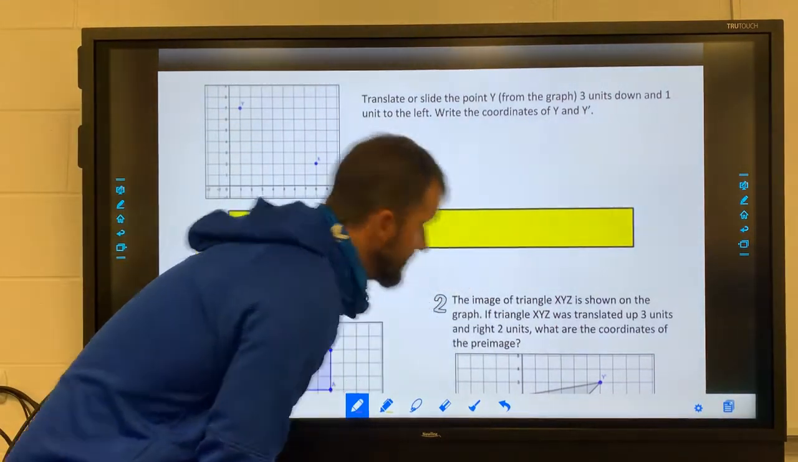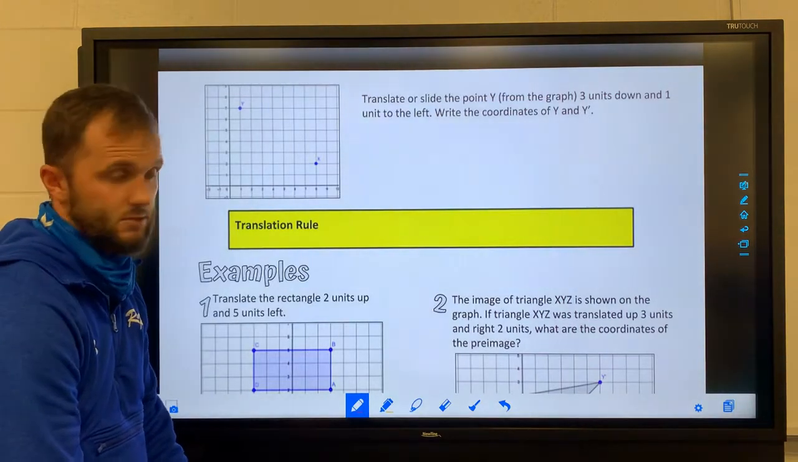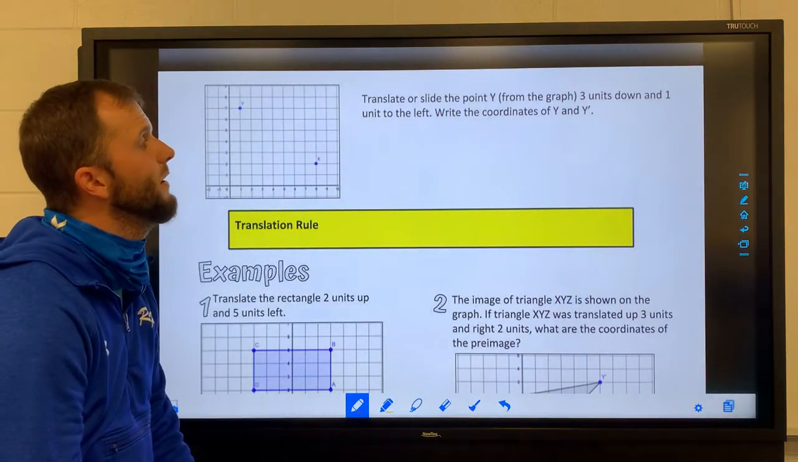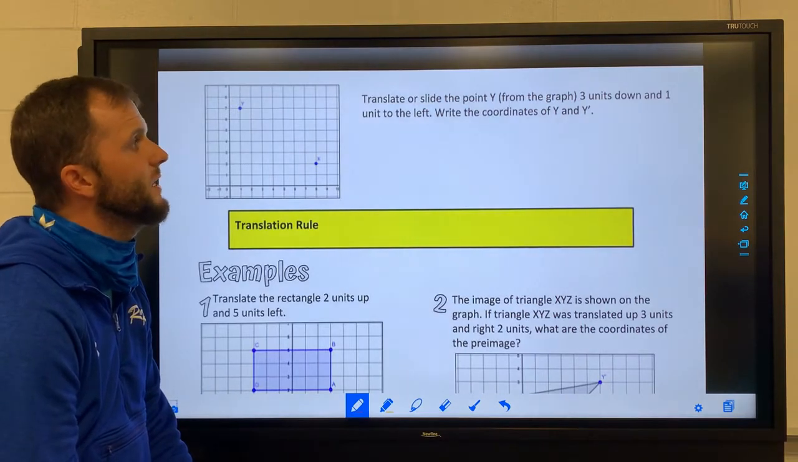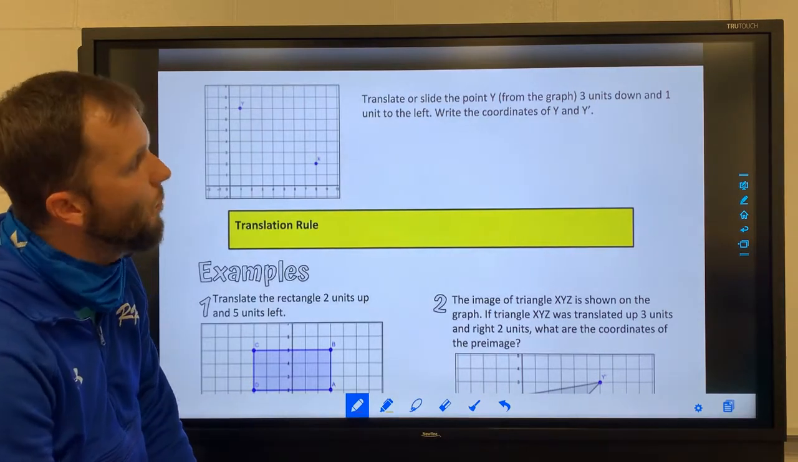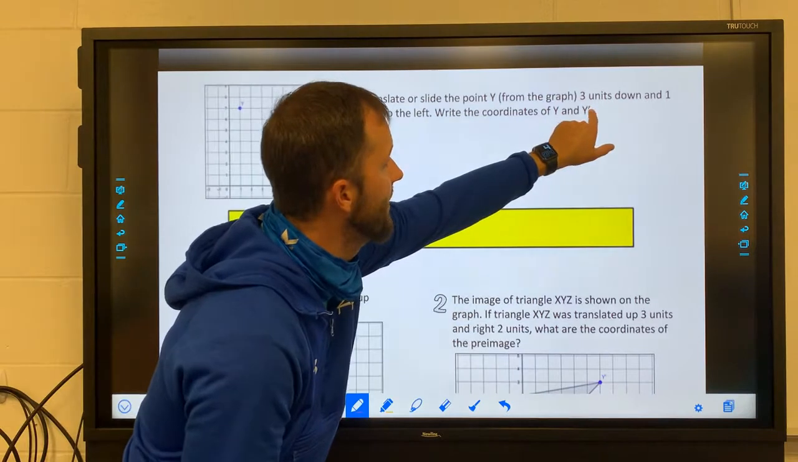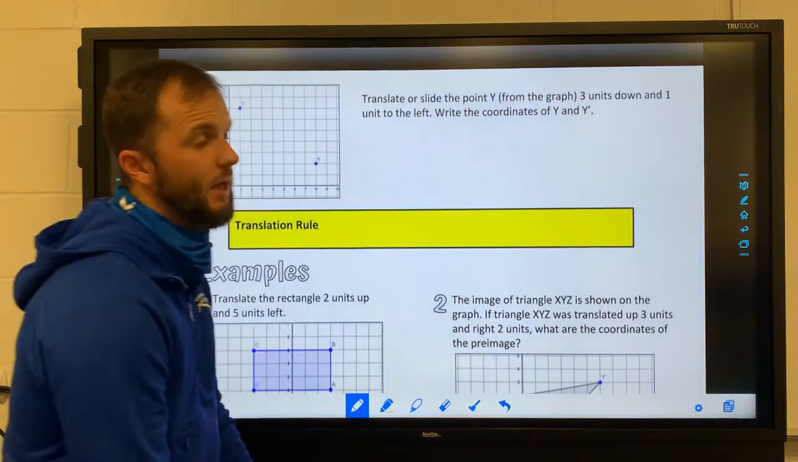So here we go. Right now it says, translate or slide, so keyword slide, point Y from the graph, 3 units down and 1 unit to the left, and write the coordinates of Y and Y prime. So you see a prime here, that means start and finish, okay? So let's go and look at this.